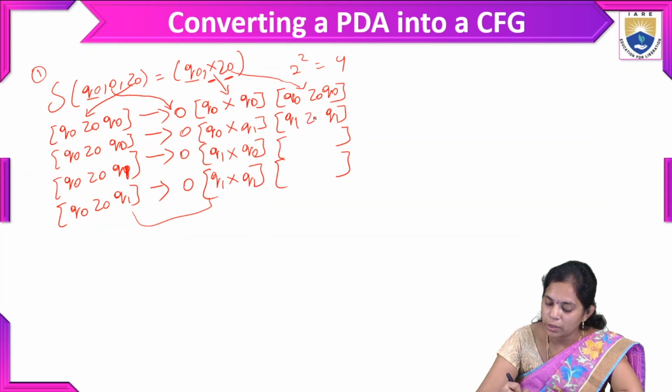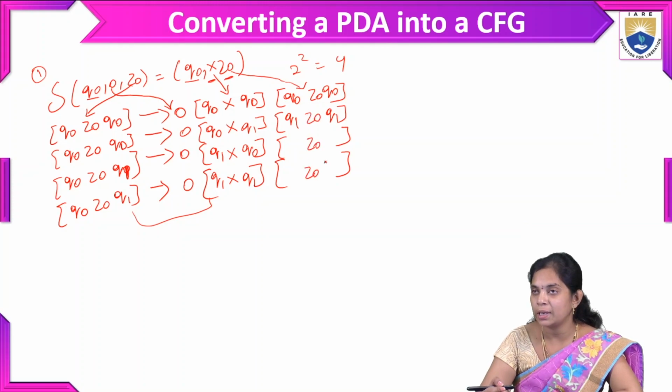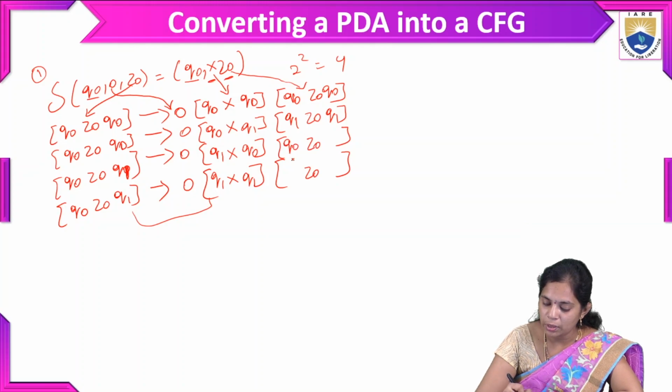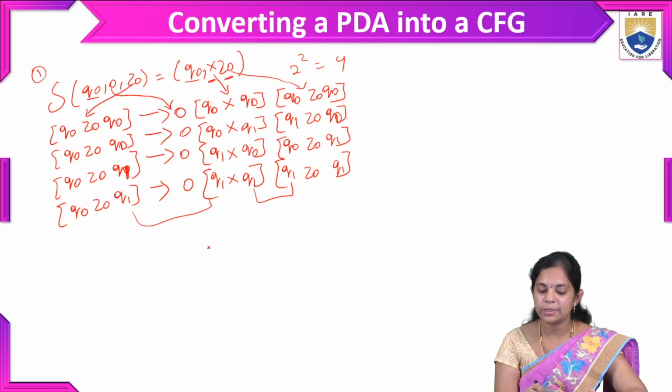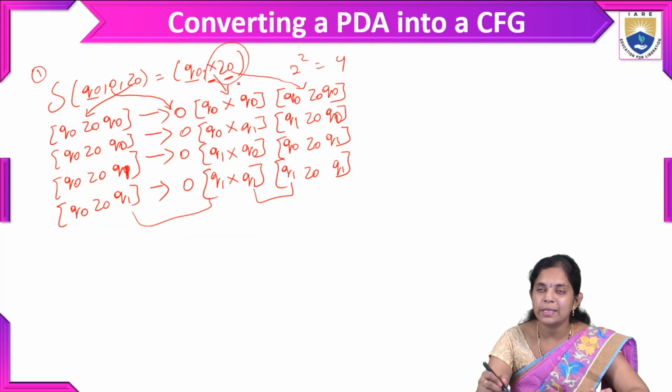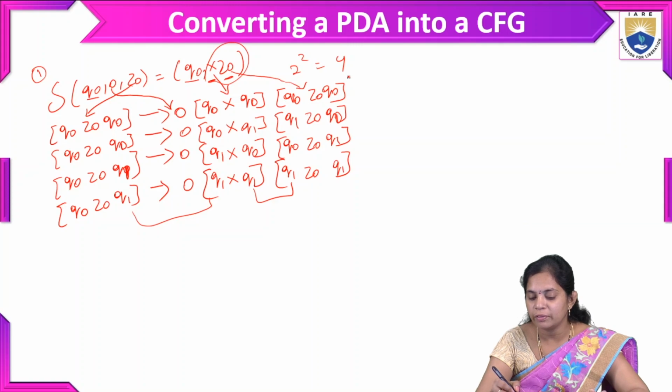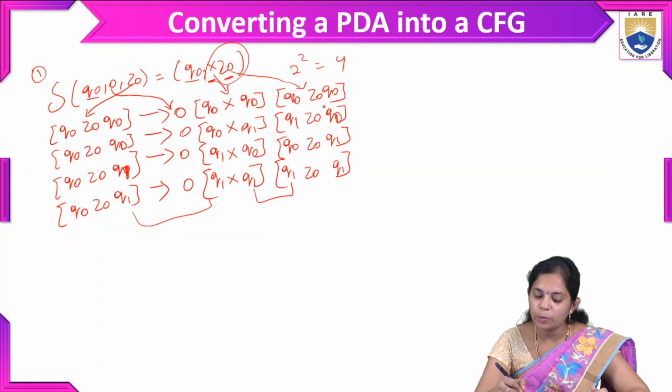Here Z0 is there, so for Z0 we need to write like this. And here Q0 and Q1 and Q0 and Q1. These 2 states are the same. So this is how we are going to design the input values. Whenever we have two combinations of stack symbols, we need to write like this. So the four possibilities, the four equations, we need to write.